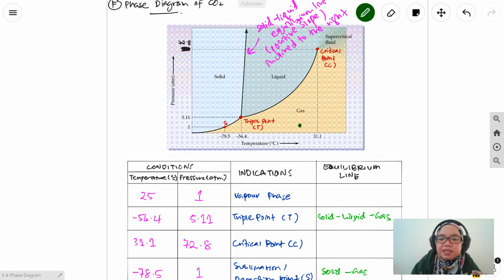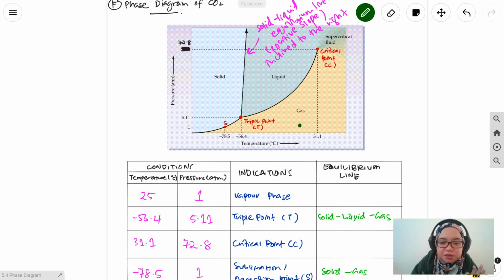Okay, at 31.1 degrees Celsius and at 72.8 atm, it is the critical point for carbon dioxide. Okay, at this point, the solid and liquid phase of carbon dioxide can no longer be distinguished. Maksudnya, gas cannot be liquefied into liquid phase no matter how great the pressure is applied. Okay, and next we have this S point.